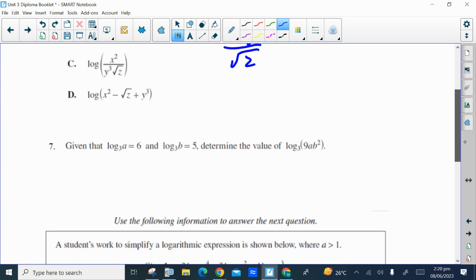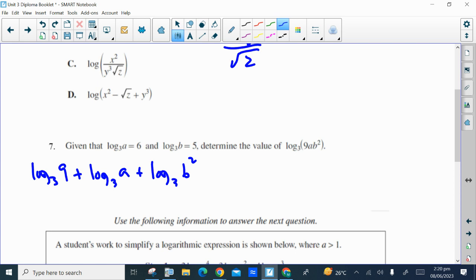Okay, number 7. Given that log base 3 of A is 6 and log base 3 of B is 5, what is the value of log base 3 of 9AB squared? So that 9AB squared is a product. You've got 3 factors there, 9, A and B squared. So using the product law, you can expand. You'll have the log base 3 of 9 plus the log base 3 of A plus log base 3 of B squared.